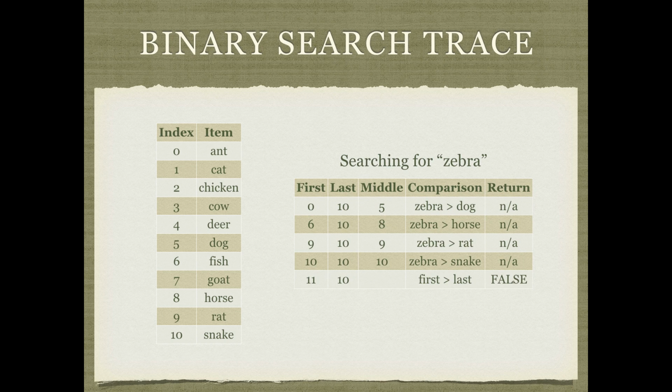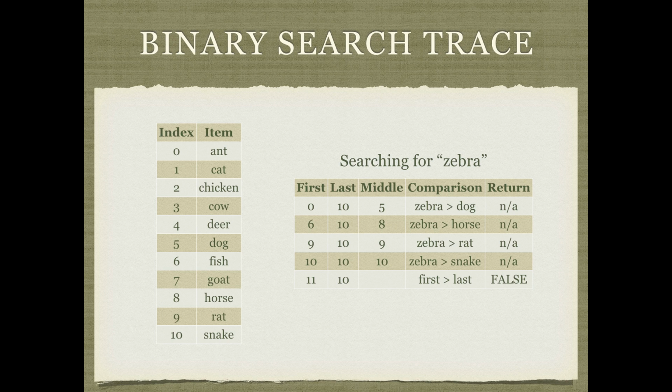A second option here: this particular value that we're looking for, zebra, does not exist in the array. So what would that look like? Again, we're starting with first and last, 0 to 10, and the middle value is 5, which is dog. Zebra is greater than dog, so we take the value of middle and add 1 to it, and that is our new first.